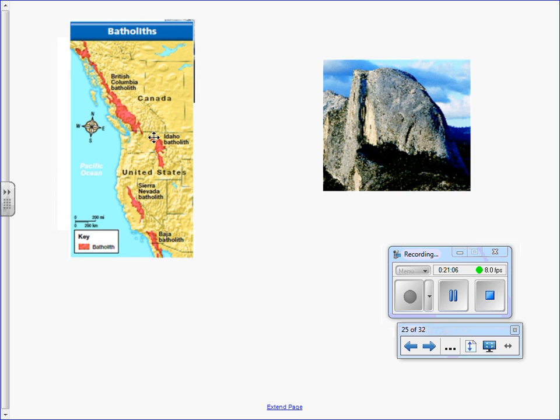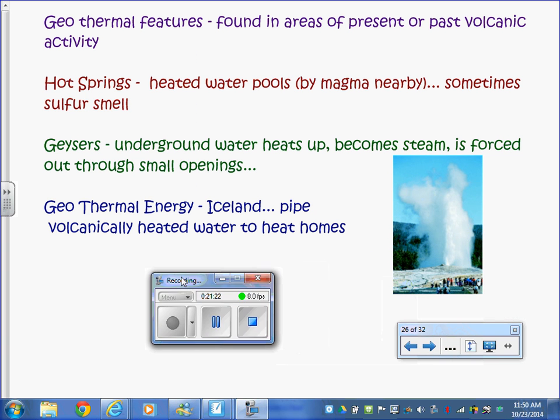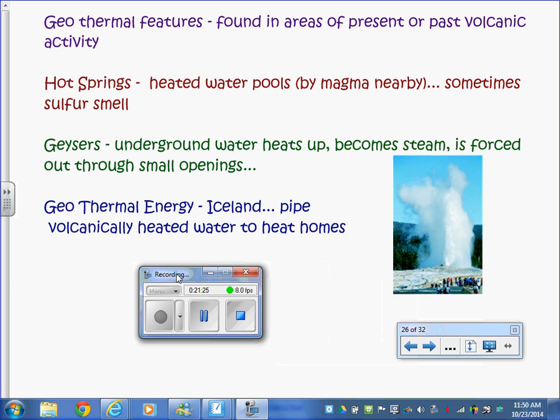Okay, here are other batholiths, and that's Half Dome in Yosemite. Again, a big volcanic feature. It could cool as granite, and so these big granite mountains, we don't think of them as being volcanic, but they are. And finally, geothermal features.